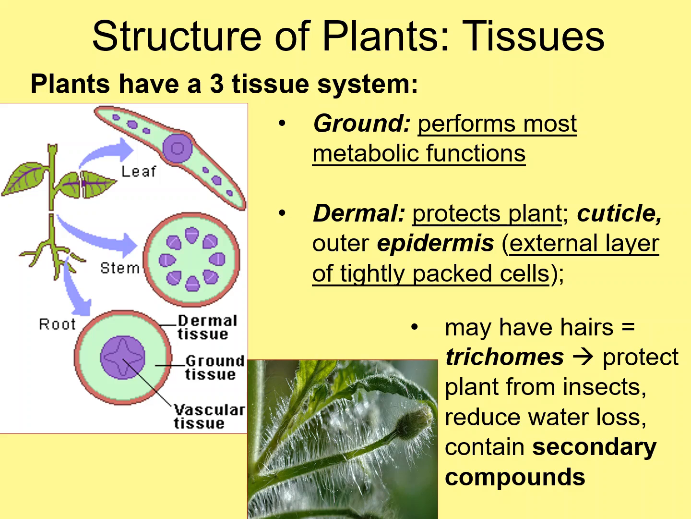So you have physical defenses with the trichomes, but you also have chemical defenses, and this is where all of those compounds that I was talking about in the last section when we were looking at spices, for example, a lot of those secondary compounds are contained in the dermal layer, and a lot of them are bitter, they're nasty tasting, and essentially their purpose is to repel herbivores.